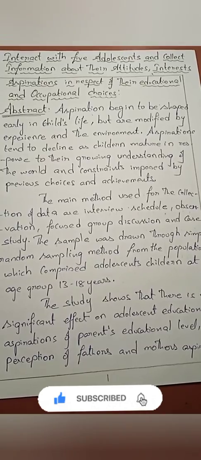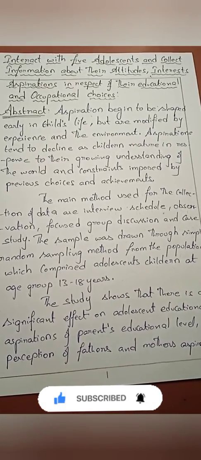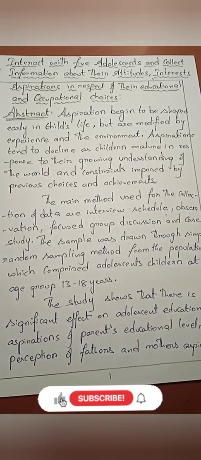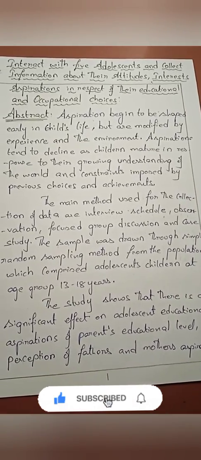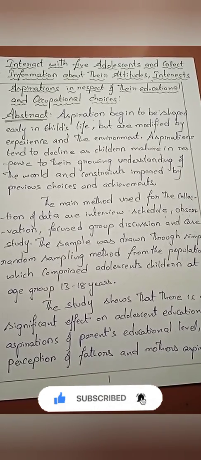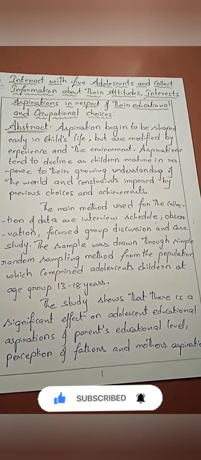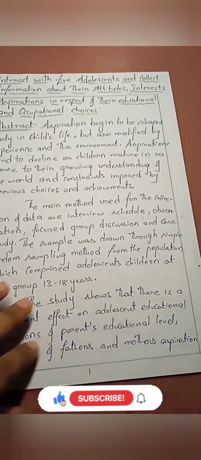The main methods used for the collection of data were interview schedule, observation, focused group discussions and case study. The sample was drawn through the simple random sampling method from the population, which comprised adolescent children at the age of 13 to 18 years. The study shows that there is a significant effect on adolescent educational aspiration of parents' educational level and perception of fathers' and mothers' aspirations.